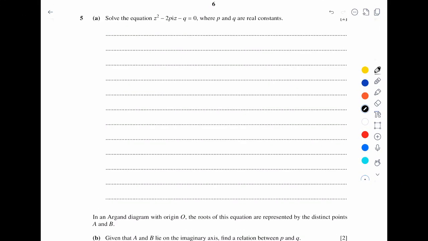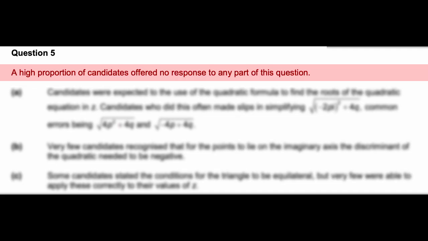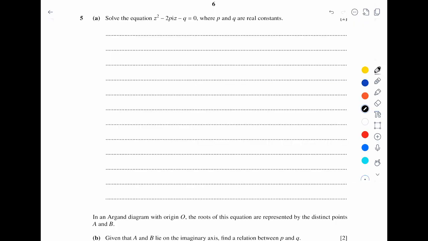Most candidates offered no response to this question. But don't take my word for it. Hear it from the examiners themselves. Today, I'll show you that this whole question is actually much easier than you think.